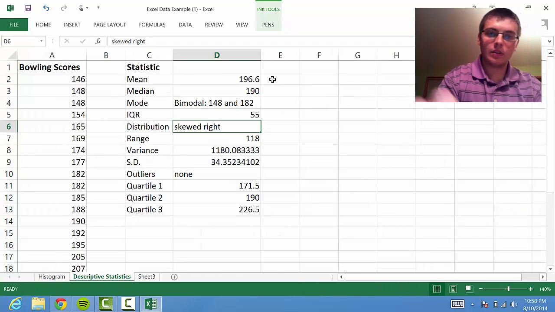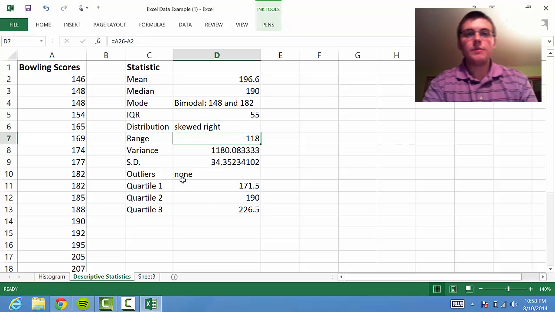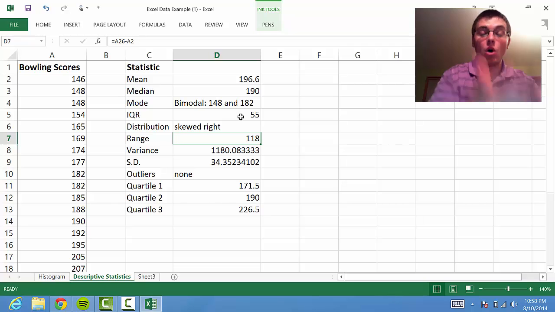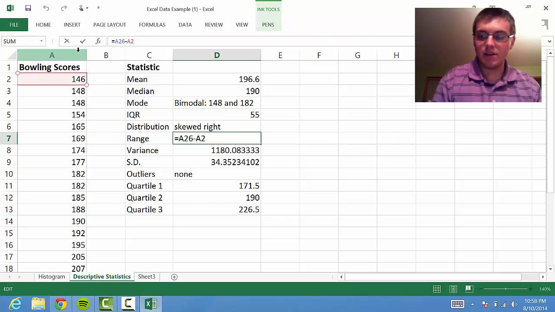Okay. The range, remember the range is the maximum minus the minimum. So all I did in this case, this isn't a function in Excel, we can do this by ourselves. And this is one of the useful things about arranging the data from smallest to largest. So we're just going to delete what we have here.